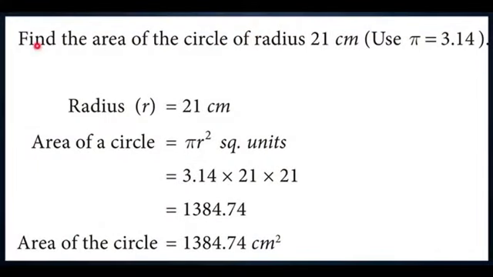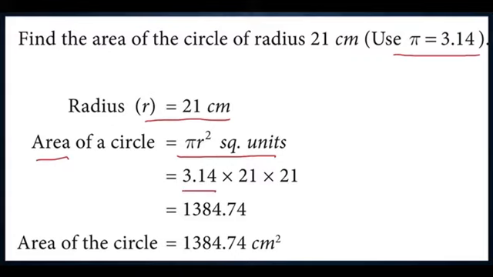Find the area of the circle of radius 21 centimeter. Use pi is equal to 3.14. We have to find the area. Radius is given. Okay. So, given radius r is equal to 21 centimeter. Area of the circle, we have to find the area. So, area formula is pi r square, square units. In the question, it is given that pi is equal to 3.14. So, instead of pi, here we substitute 3.14 into r square.